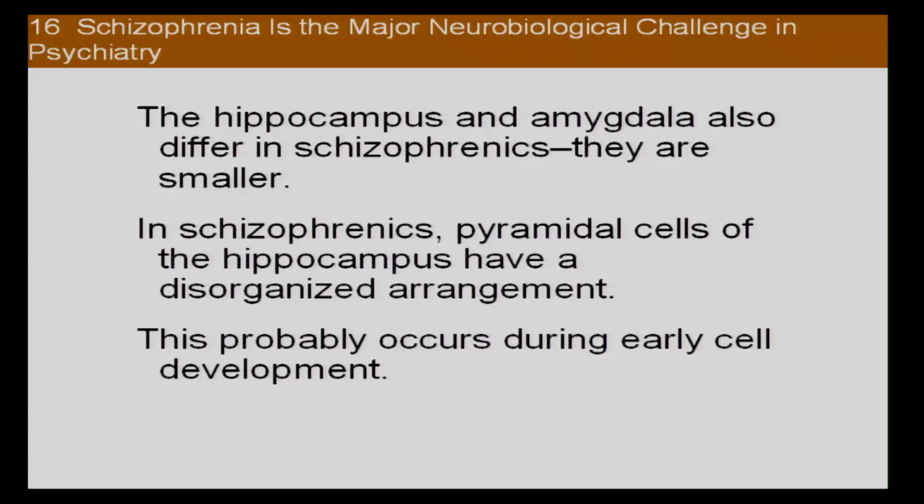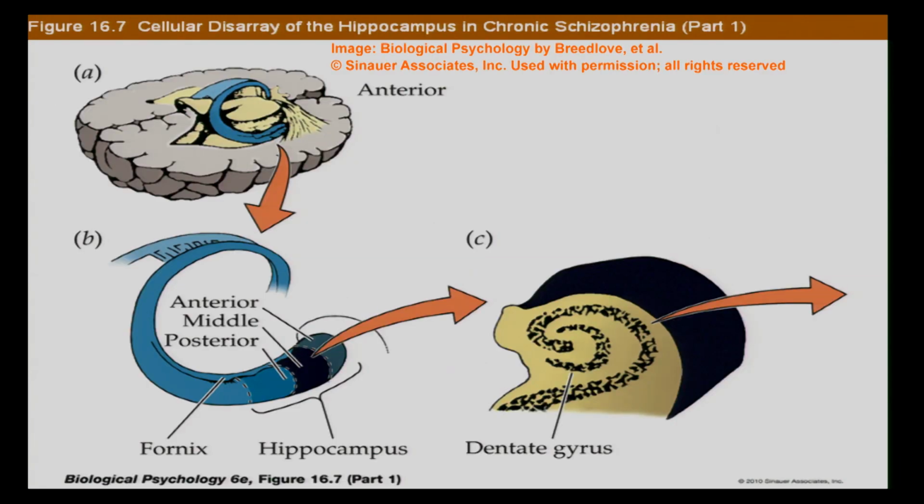In particular, they've focused on the hippocampus, where they've identified quite striking anatomical changes in the pyramidal cells, the major cell type within the hippocampus. They have a disorganized arrangement. It's not like there are fewer cells. Well, the structure is smaller. But in addition, the pyramidal cells within the hippocampus look disorganized. What do I mean by that?